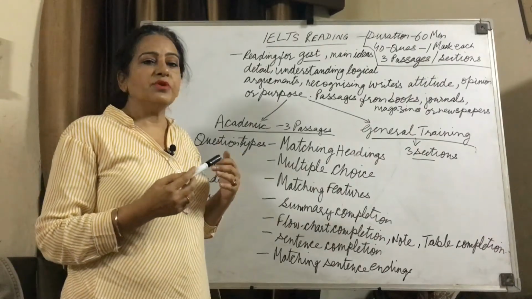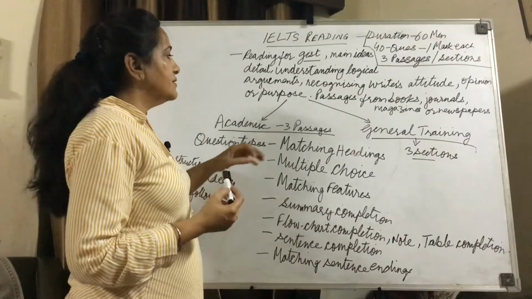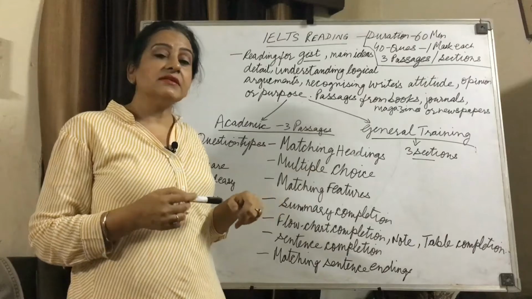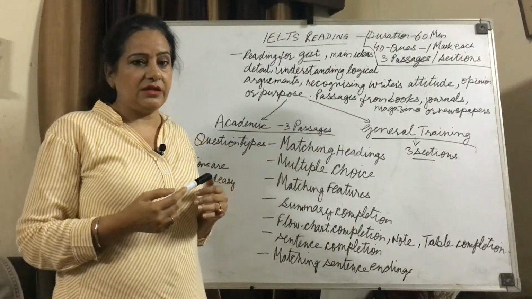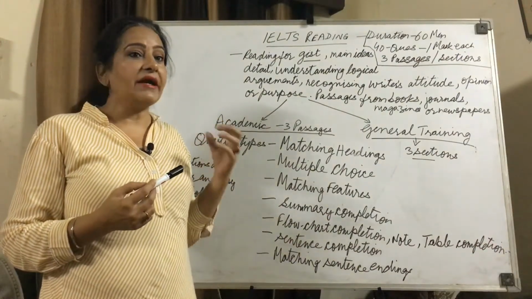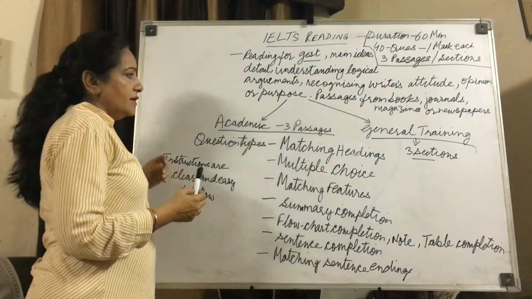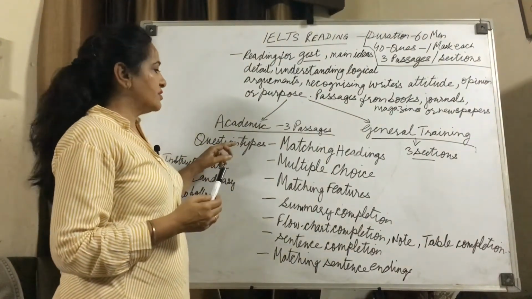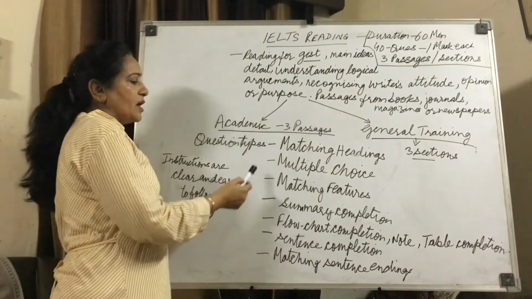The answers can be 1 word, 2 words, 3 words or even a number. These passages are normally taken from books, journals or magazines and even newspapers, and these are related to general topics only, not very technical or very scientific topics. Now let us look at the question types.